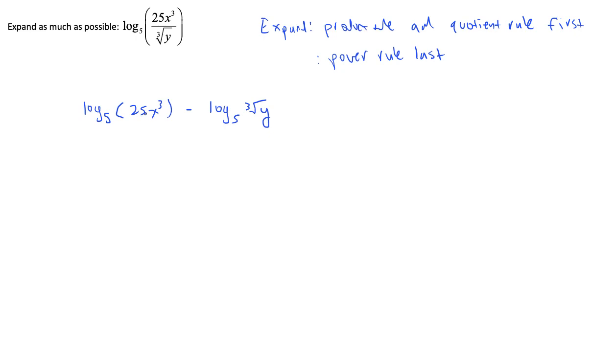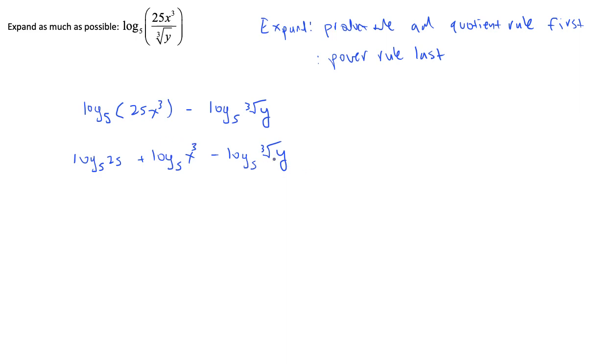And then, wait a minute, this is still a product, so I can use the product rule on this. So we get log base 5 of 25 plus log base 5 of x cubed minus log base 5 of the cube root of y. But we are not done yet, because we have to use the power rule last. So we see a power here, and the power rule says we can just bring that down.